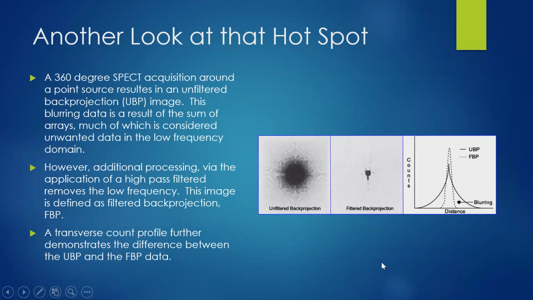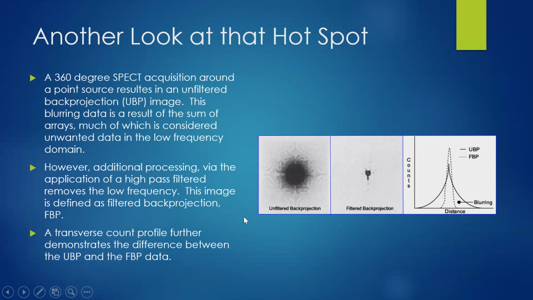So, another look at that hotspot. Here we have the actual true source: a 360-degree SPECT acquisition around a point source. First we have something referred to as unfiltered back projection. This tends to give us a more blurred object. As the camera goes around the patient, it gives us background and blur. When you do the sum of the arrays, this may be more of what we actually see.